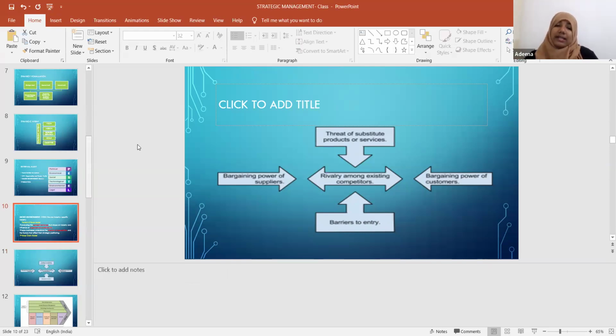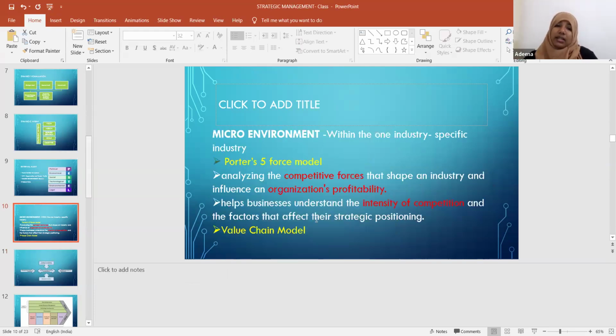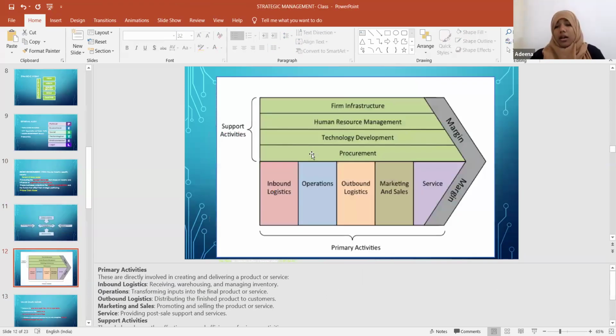And the next model for analyzing the micro factor is the value chain model. The value chain model was also coined by Michael Porter. In the value chain model, you'll see the primary activities and the secondary or subsidiary activities. The organization has to undertake and understand the primary and secondary activities while setting their strategy.